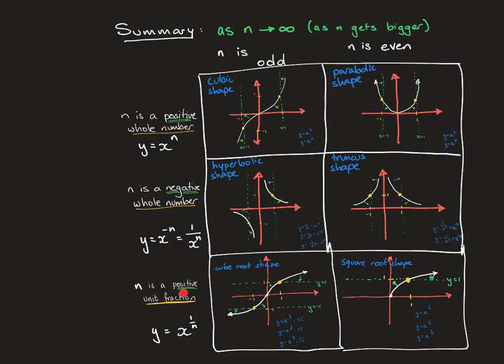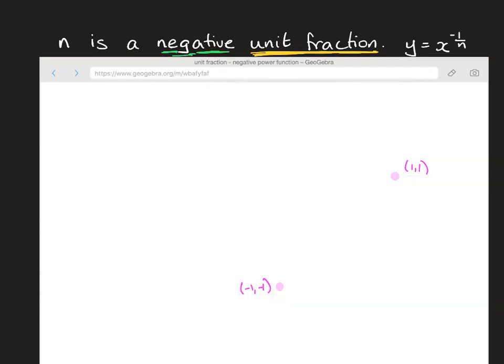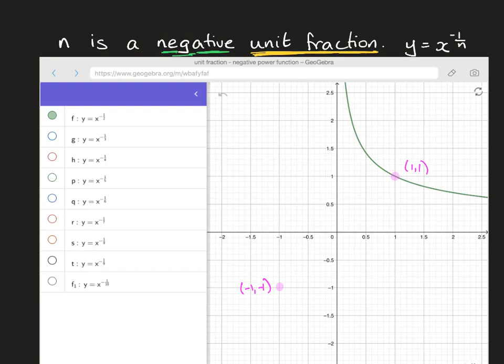So now we've done positive unit fractions, now we're going to look at negative unit fractions. So here I have the graph of x to the power of -1/2. And you can see I've marked in the points (1, 1) and (-1, -1). So we're getting a hyperbola shape, the same as what we did when we had negative whole numbers. We were getting hyperbolas as well, and truncus as well.